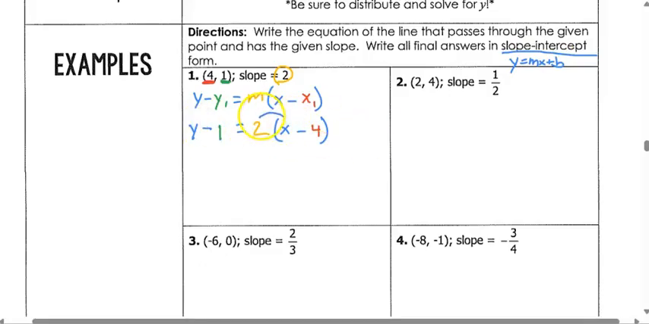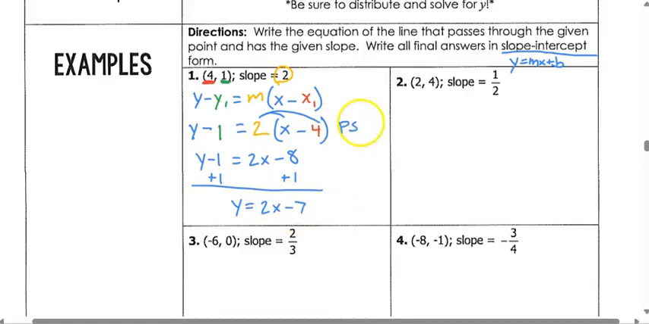So the first thing I'm going to do is distribute my 2. So I have y minus 1 equals 2x minus 8. And then to get y by itself, I'm going to add 1 to both sides. So in slope-intercept form, the equation is y equals 2x minus 7. So this is point slope form. This is slope-intercept form. All right.